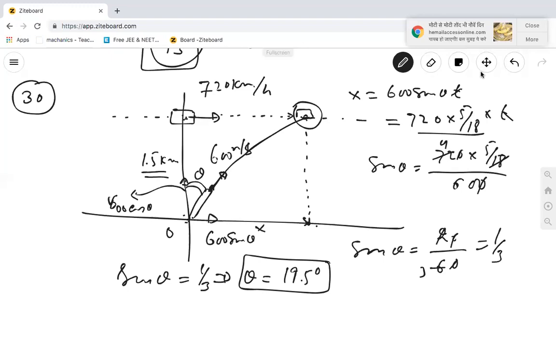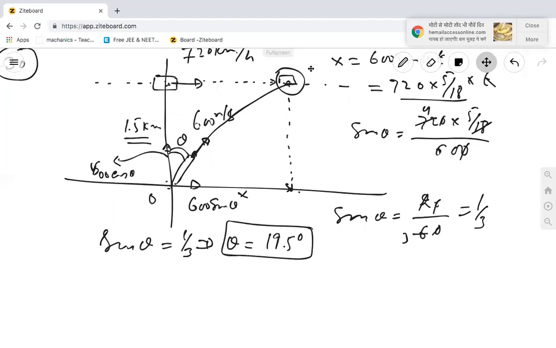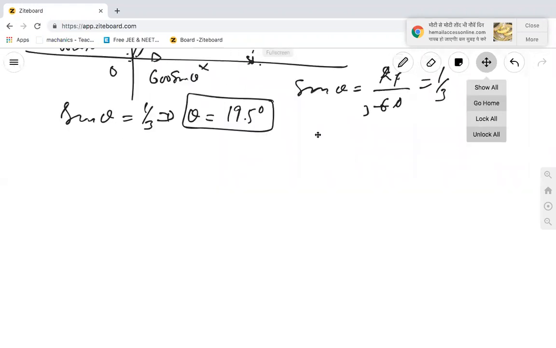Okay. Now, there's another question. At what height the aircraft should fly so that it is safe from the bullet? More than the maximum height. That is correct. That is correct. So it must fly like this.